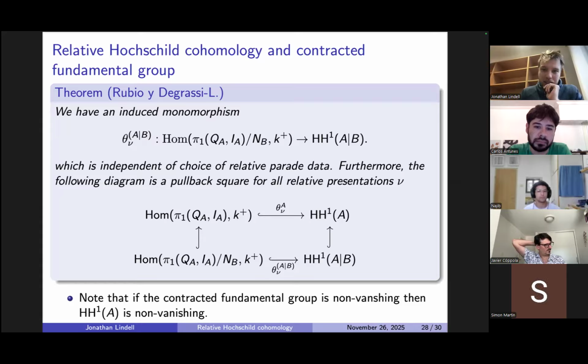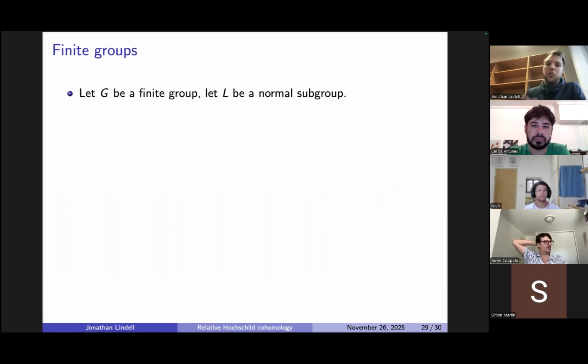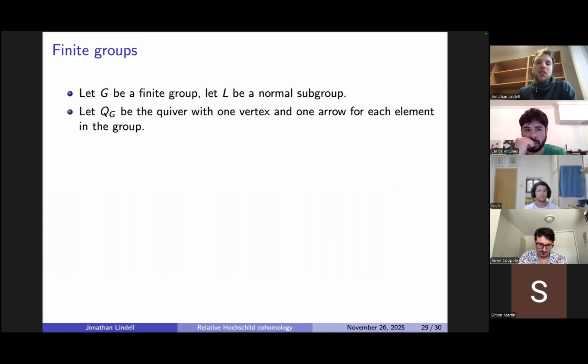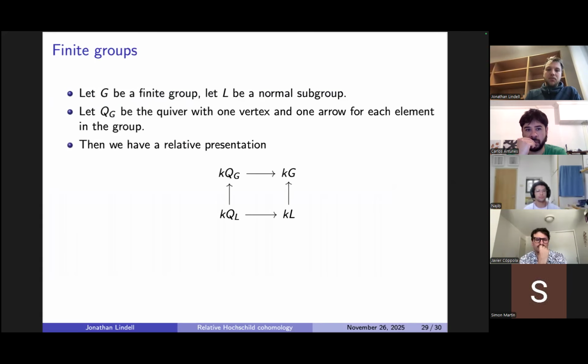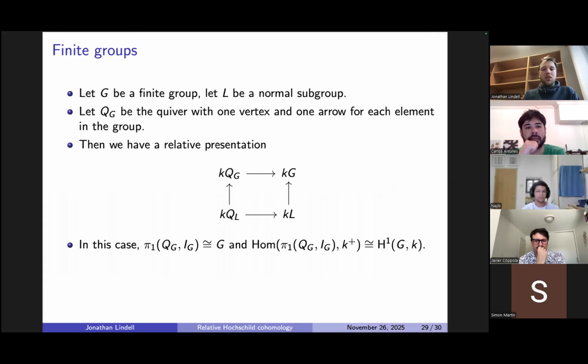So as a last example, let's look at what the contracted fundamental group looks like in the group case. So if G is a finite group and L is a normal subgroup, and then again we take the presentation that we had before, we take the quiver with one vertex and one arrow for each element in the group. And then we have a relative presentation of the group algebras. And then one can note that, as we said before, pi 1 is just isomorphic to the group.